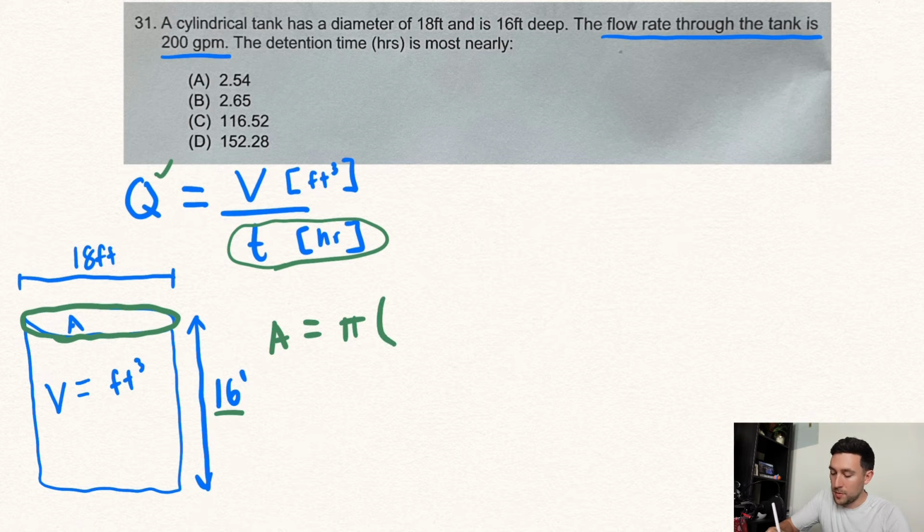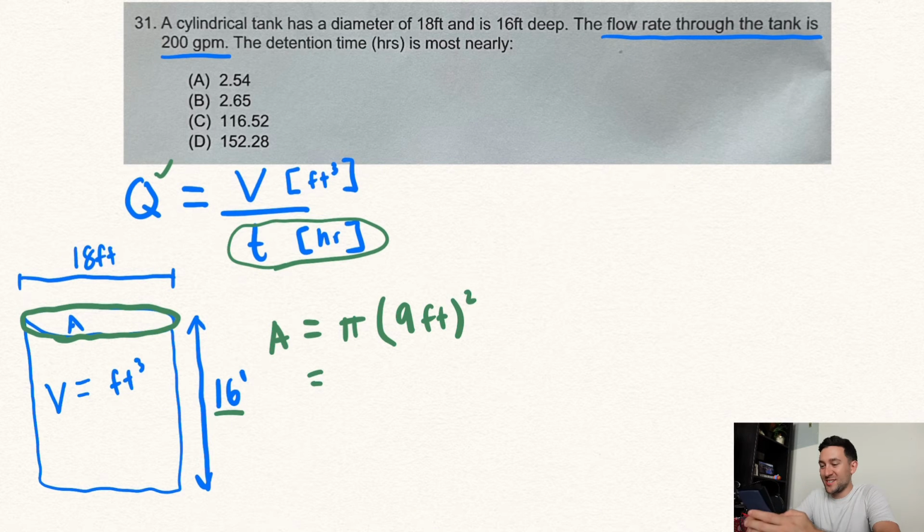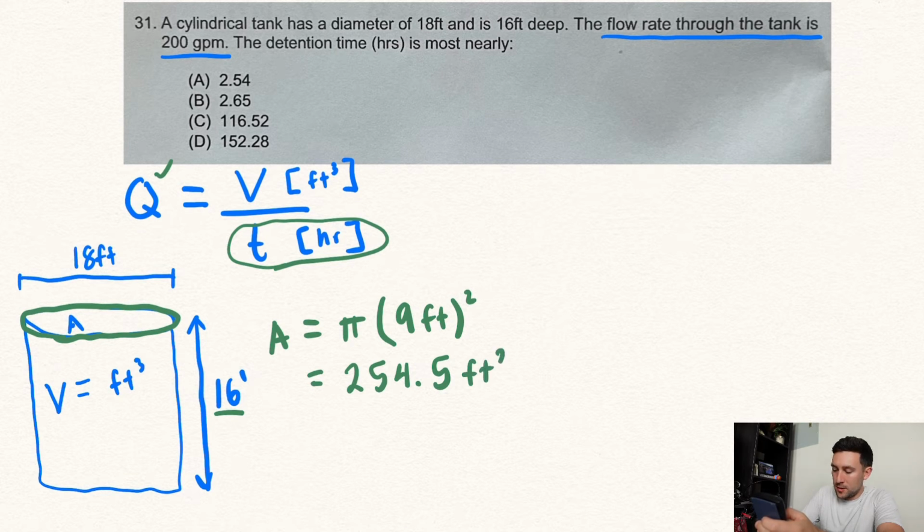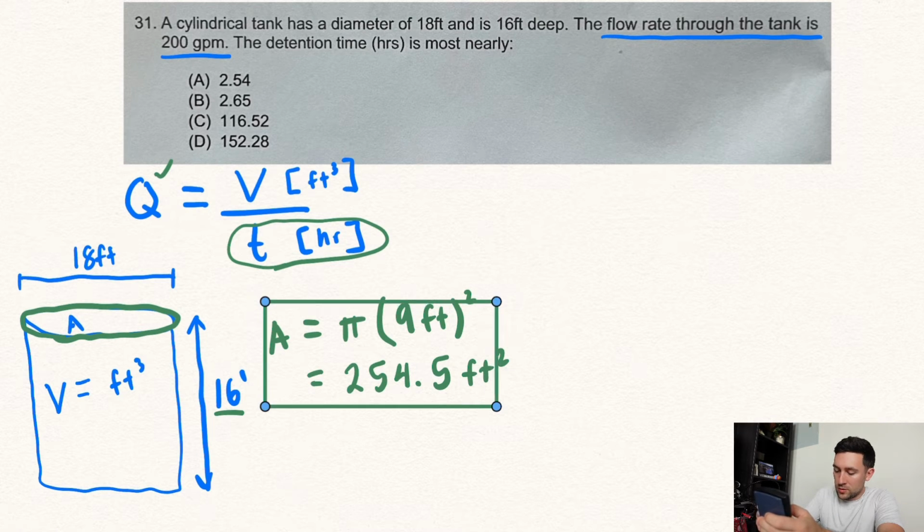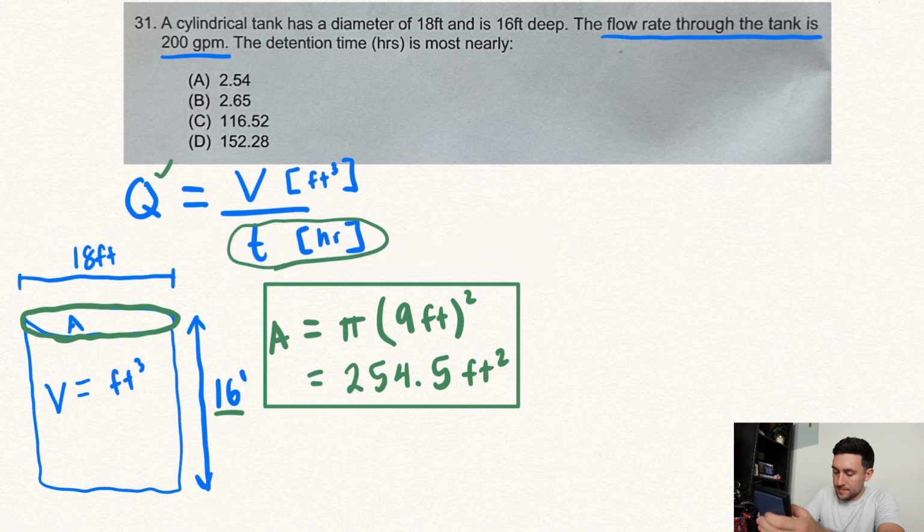So A equals pi r squared. We need r, so it's half of 18, that's 9 feet, and then we're going to square it. Now it's pi times 9 to the second power. So now we have an area of 254. Do we round? I'm going to round here. So there's our area.